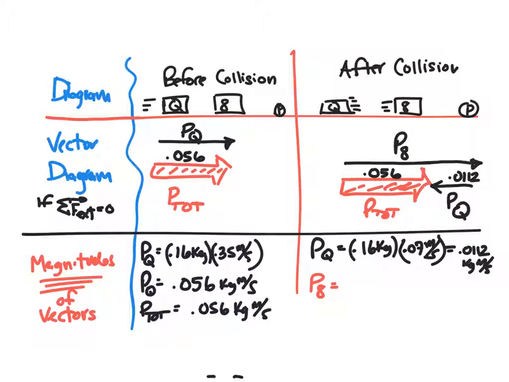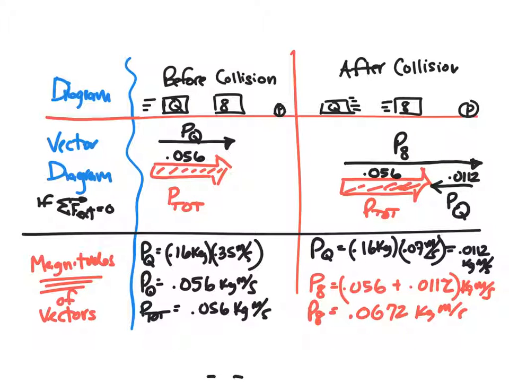So again, the 8 ball's momentum vector is 0.056. Cue ball's momentum is 0.0112, and those are both measured in kilograms meters per second. So what's that going to be? The 8 ball's momentum is 0.0672, and that's kilograms meters per second. So the 8 ball's momentum has a length of 0.0672.